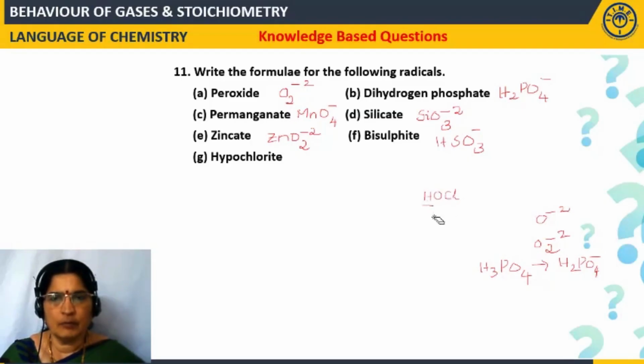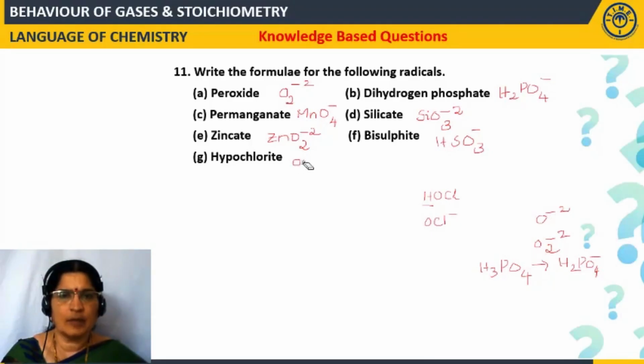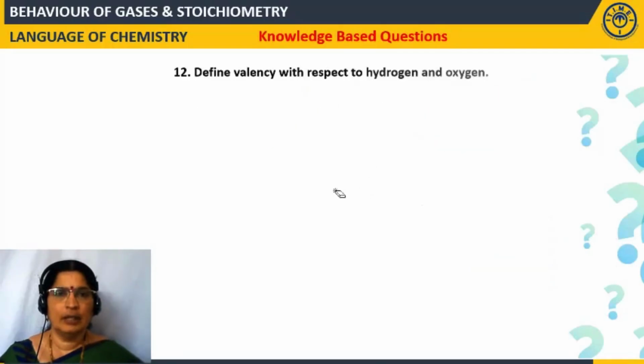So if you remove one H plus, you will get OCl minus. That is hypochlorite. OCl minus is hypochlorite. Right? Define valency with respect to hydrogen and oxygen. This is a simple question.